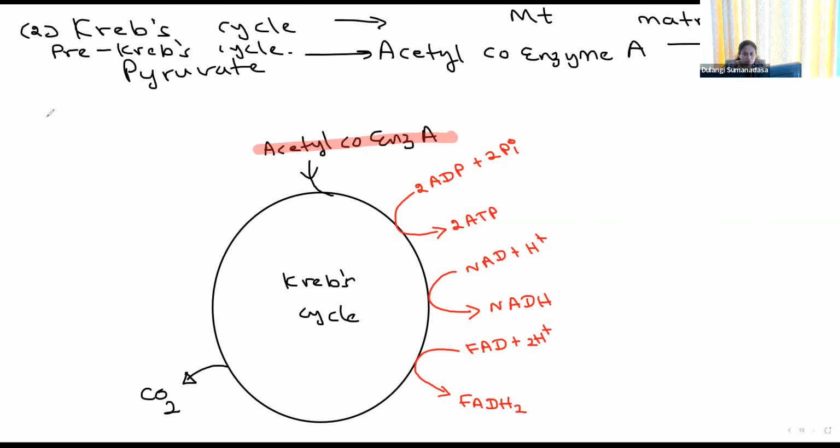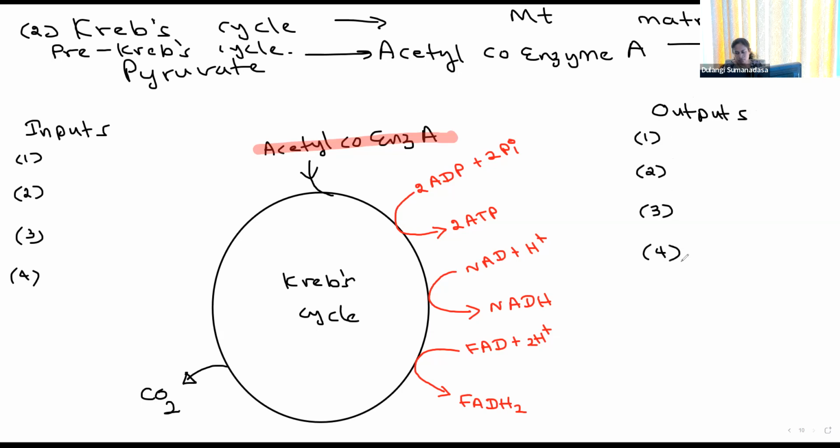Can you write down inputs and outputs? You can say input is the pyruvate, right? So forget about the acetyl-CoA. Write down input is the pyruvate. Start from the output or the inputs. You can see all four.